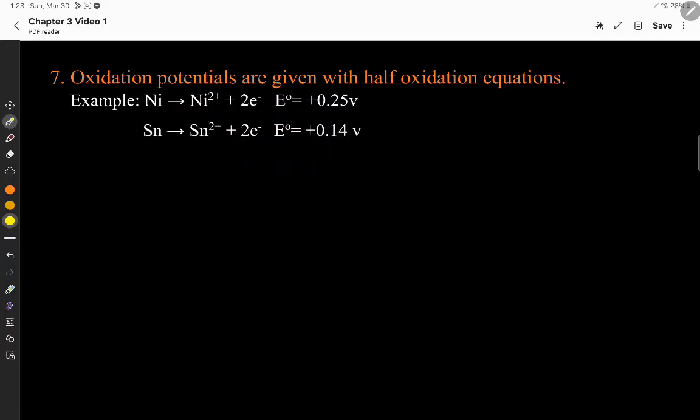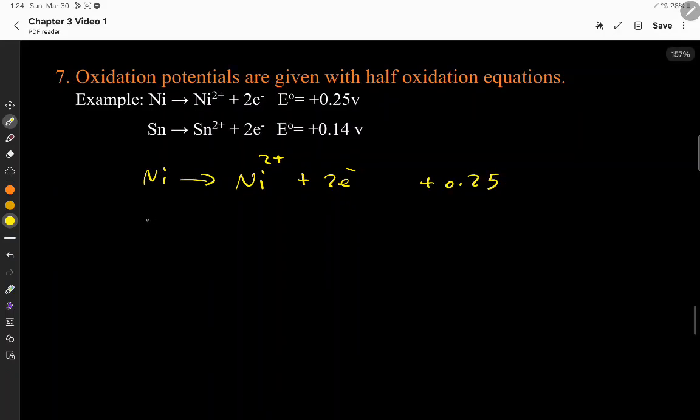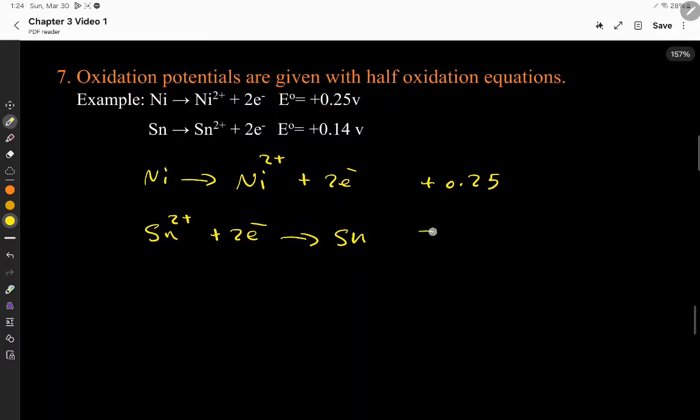How do we reverse it? Let's see. The first equation is going to be as it is. Ni oxidation, Ni to Ni2+ plus 2 electrons, and this will be positive 0.25. The second equation is going to be reversed. We are going to write Sn2+ plus 2 electrons, the product on the side of the reactant, then the reactant on the side of the product. The reduction potential, we are going to reverse the sign of it because we reversed the equation. It's going to be negative 0.14.